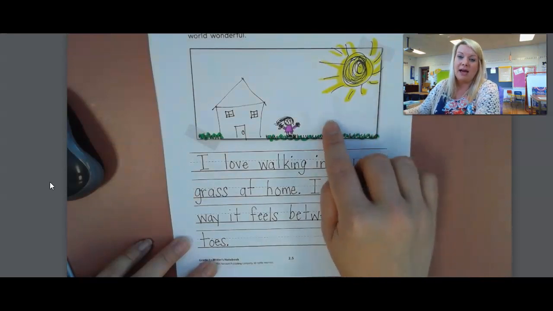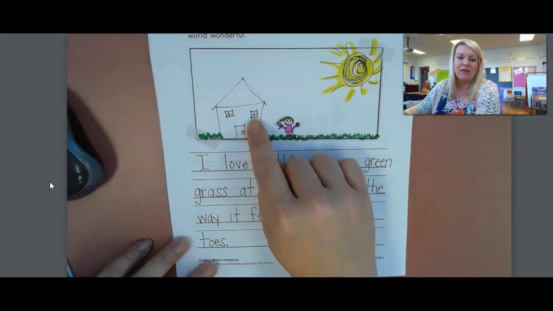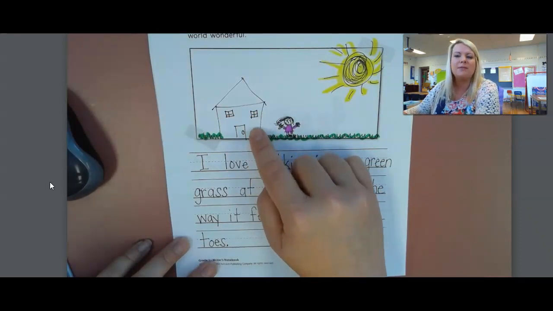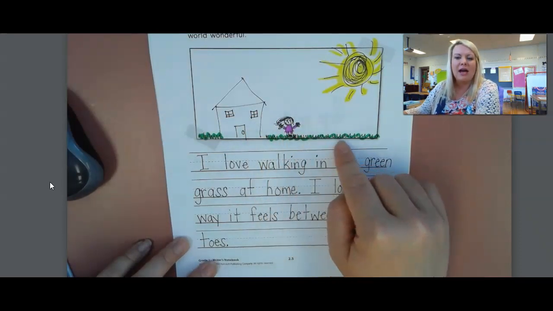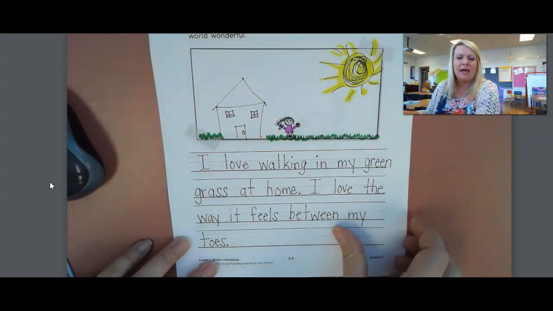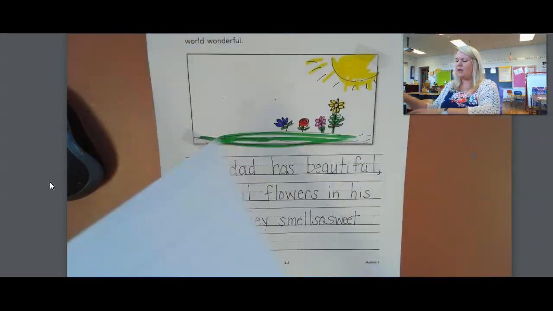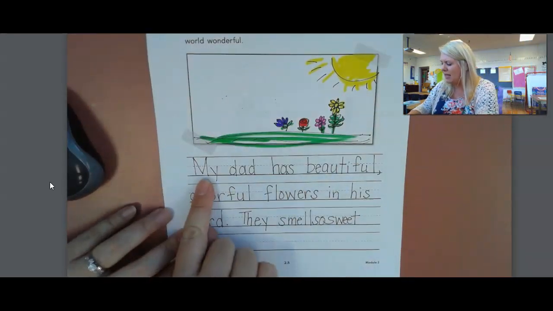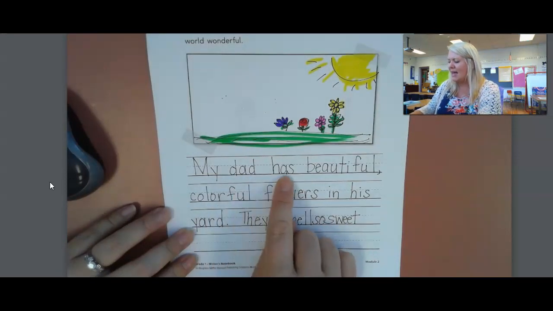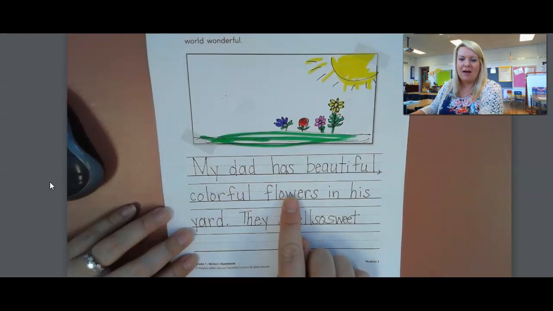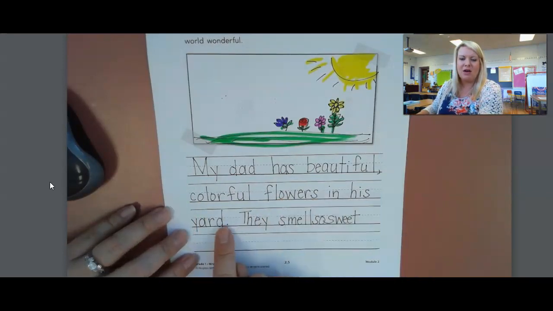You know what? I even added a picture of my house here in the background. I need to add a little bit more details with colors and different things. But I showed the grass. My picture matches my words. Okay, so that could be the first one. Okay, look at the second page. My second page says, my dad has beautiful, colorful flowers in his yard. They smell so sweet.